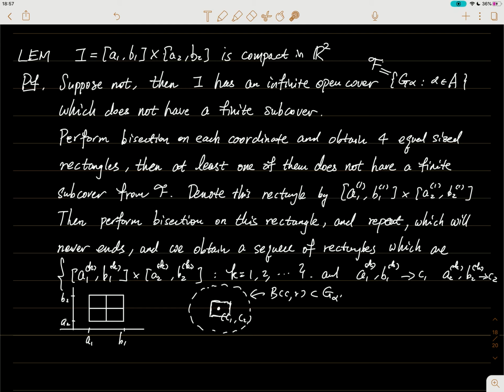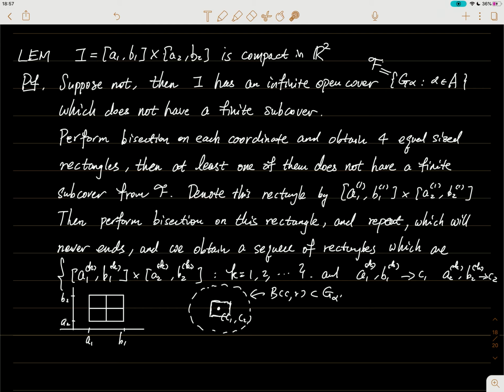So because they converge to C1, C2, let's say this is C1, C2. Okay, so this point is C1, C2. And because C1, C2 is a point in the big rectangle, it has to be covered by F, right? It's covered, since F is an open cover for the entire rectangle. So it's covered by F, which means this point C1, C2 must be inside at least one of these G alpha. Let's say that this point is inside G alpha prime, for some alpha prime.